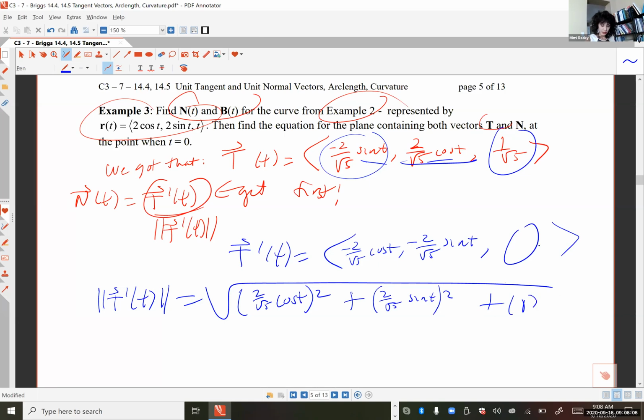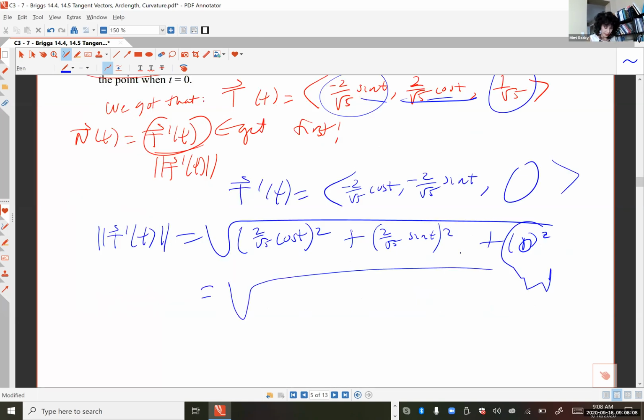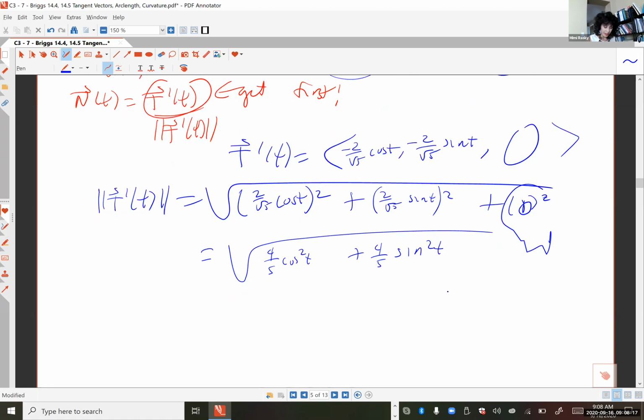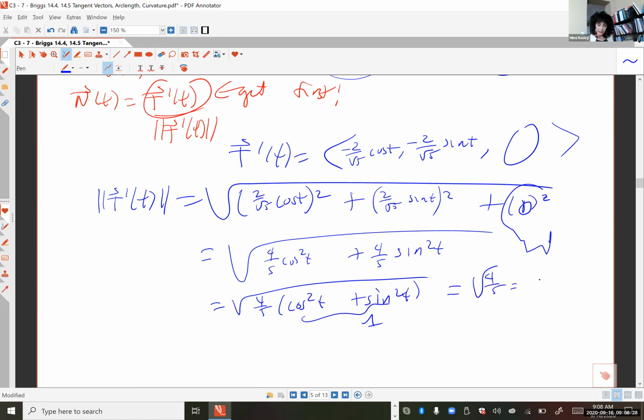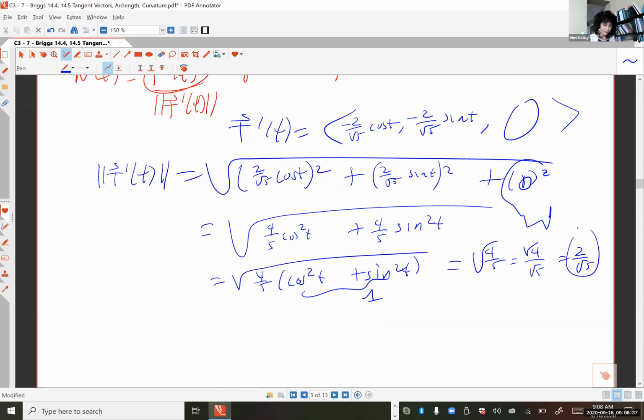And, you know, 0 squared is just 0, right? So you're going, all right, so what do I have here? Well, I'm going to have 4/5 cos squared of t plus 4/5 sine squared of t. And you can simplify that further, because if you factor out the 4/5, you get cos squared plus sine squared. I hope we all know that's 1. And then I want you to clean this up a little bit, because this is a radical of a quotient, and there is a radical law that allows you to rewrite a radical of a quotient by taking the quotient of the radicals. So it's that.